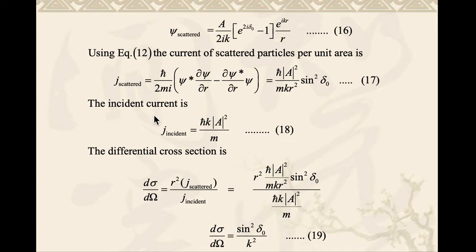And the incident current density you can write as J incident is equal to h cross k A square by m. This is also a known equation. And from these equations, the differential cross section d sigma by d omega is r square into J scattered by J incident. Substituting for J scattered and J incident, you get the differential cross section as sine square delta 0 by k square.